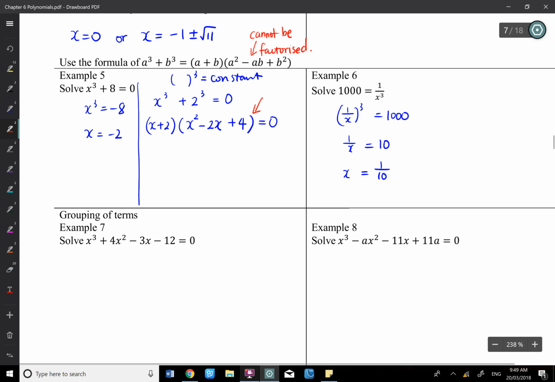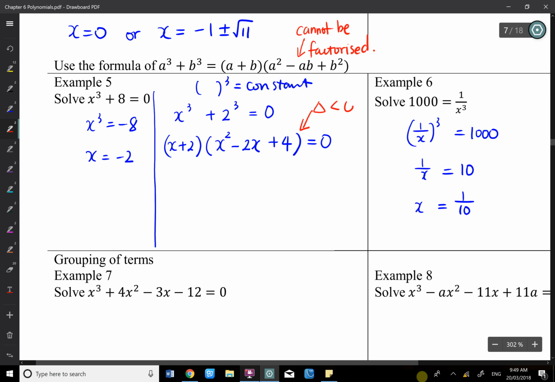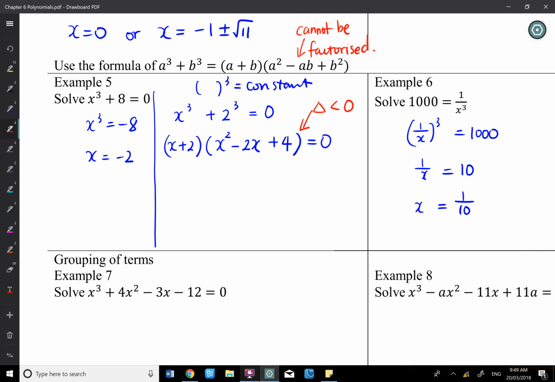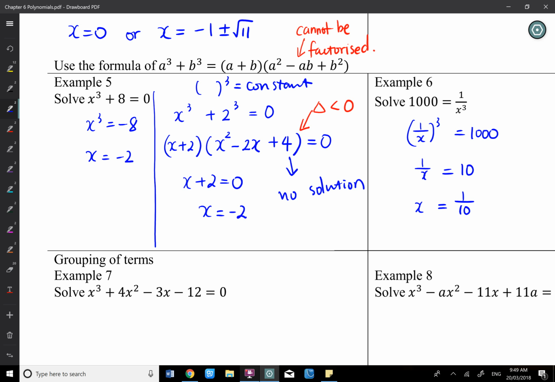You can't factorize it means your discriminant is less than 0 already, right? So the only solution we have is x plus 2 equals to 0, x equals to minus 2. No solution here. Even though you make that equal to 0, you don't have any solution from that quadratic. So that's why we still have one answer.